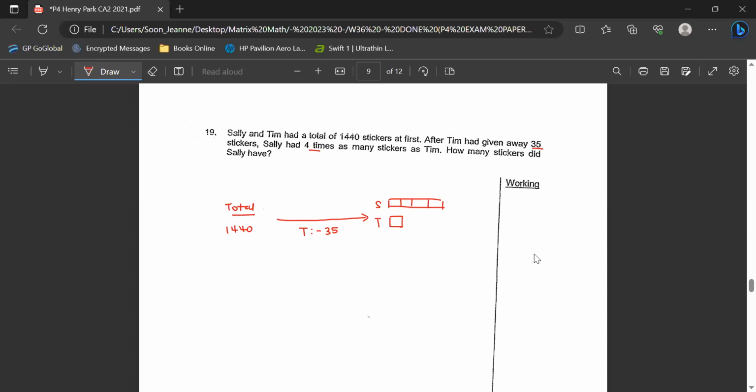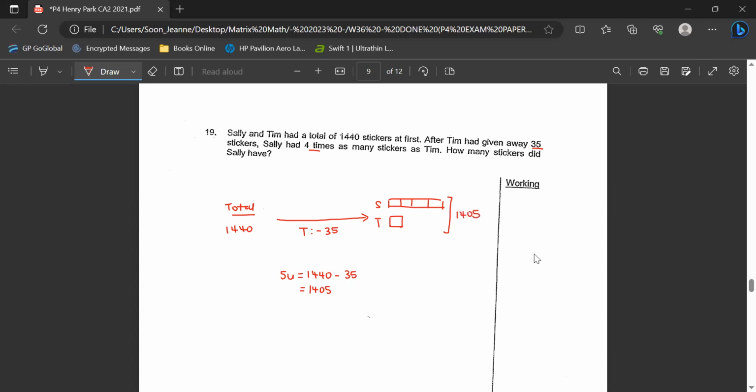So how many stickers did Sally have? If you look at this, total 1440, we are going to work forward to find the value of these 5 units, because this is the total between these two children after Tim gives away 35. This will be what they have left after that, which represents a total of 5 units. So we take 1440 minus 35, which is 1405. So the total in the end is 1405.